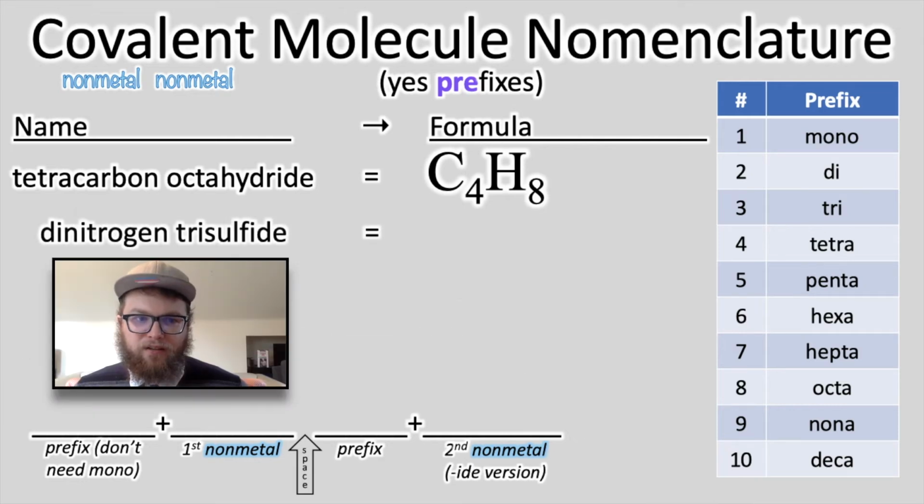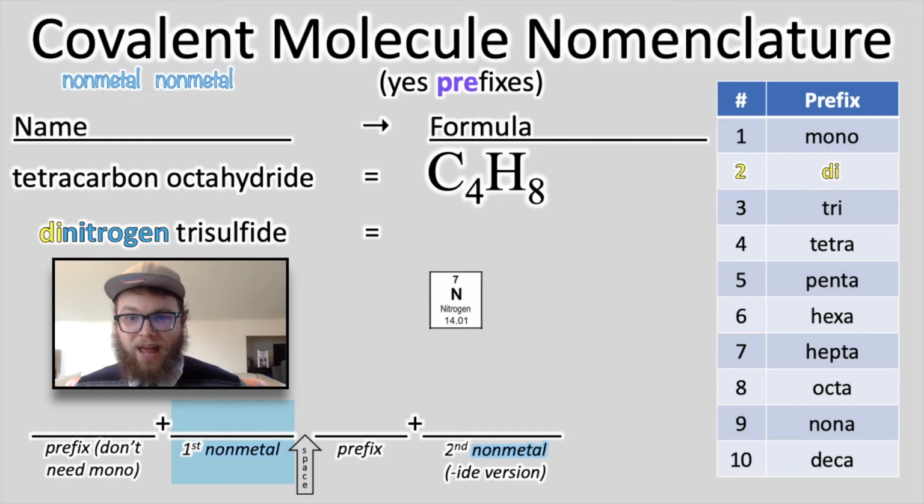Dinitrogen trisulfide. So first is a prefix. Di on our prefix table means 2. Then we've got our first nonmetal, which here is nitrogen. So nitrogen uses the symbol N from our periodic table. You will need a periodic table to do all of this practice. If you have one on paper, great. If you don't, you can open one up in another tab or window. Nitrogen uses the symbol N. Di means 2, so we get N2 for dinitrogen.